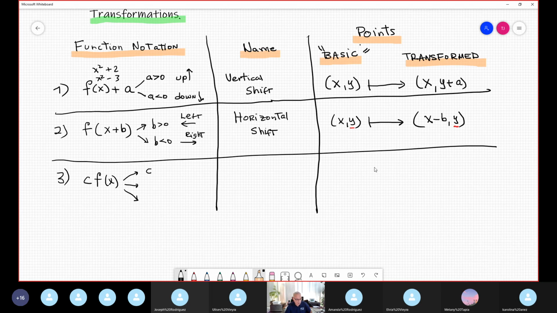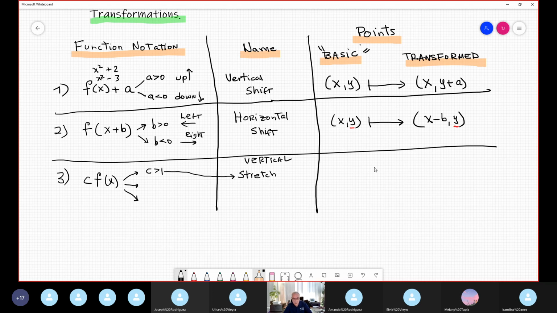If C is positive, greater than 1, if the number you multiply is 2, 3, 4, 2.5, 10, 100, 1000, then you have an amplification of the function. And this is called vertical. It's vertical again, but in this case, it's vertical stretch. So this is vertical stretch.